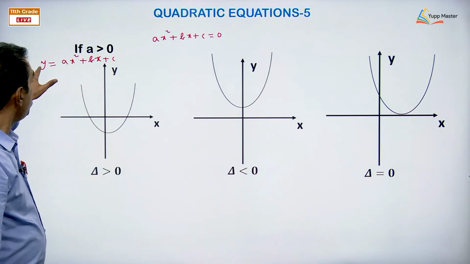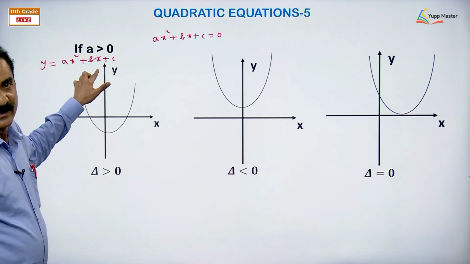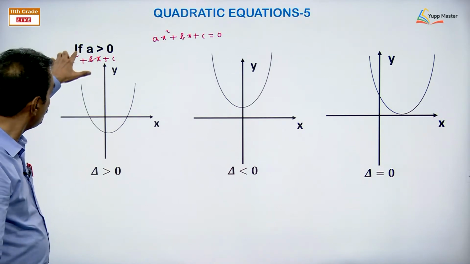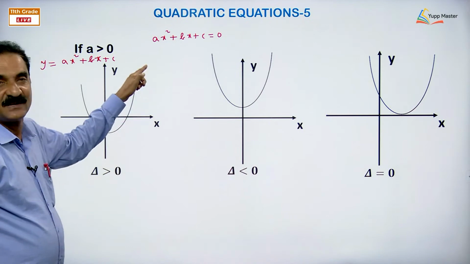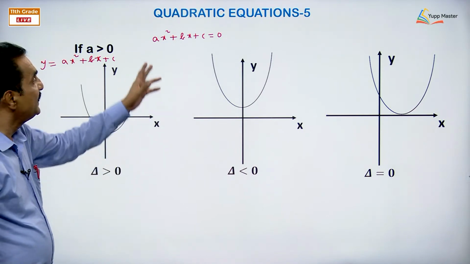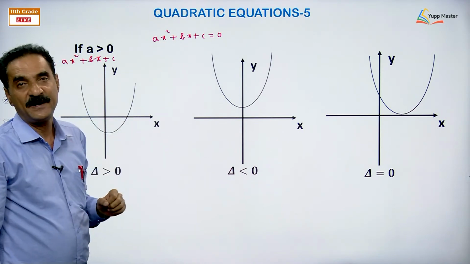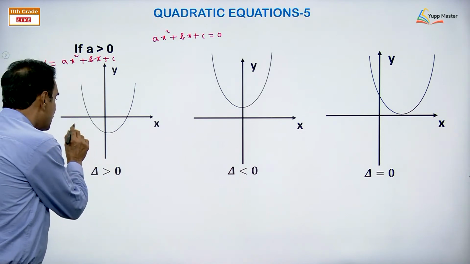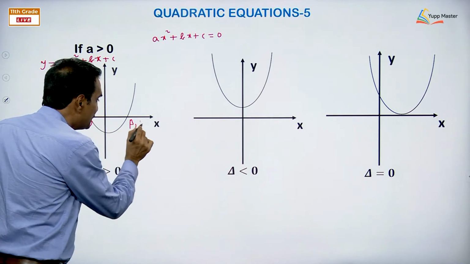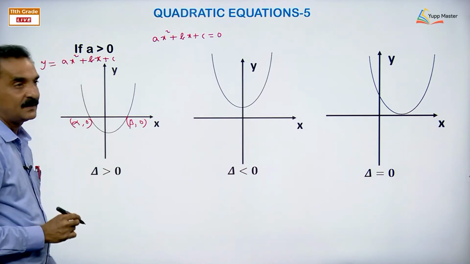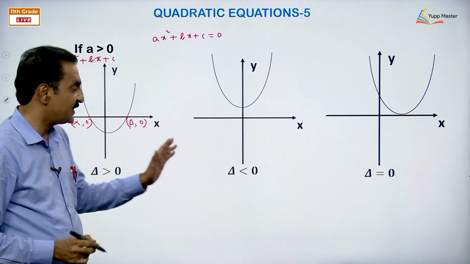Then by putting y is equal to 0, you are getting two distinct values of x. That means the curve y is equal to ax square plus bx plus c intersects the x axis at two distinct points. If the roots of this equation are alpha and beta, then this point will be alpha 0, this point will be beta 0.